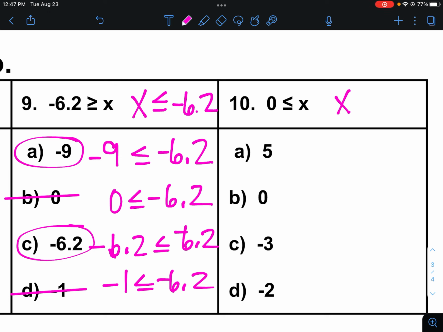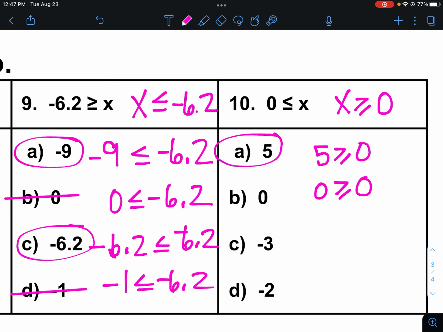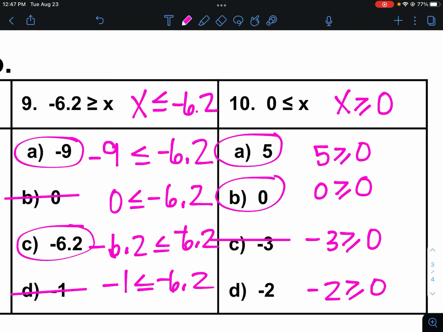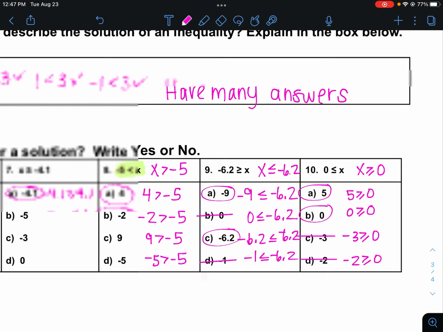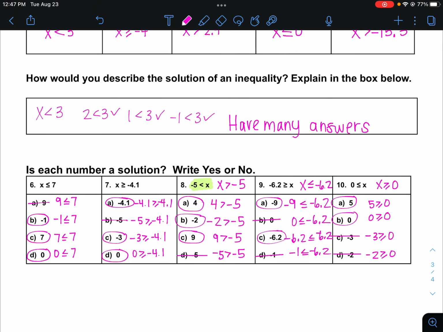Last one, you do want to flip this around even with the numeral 0. So 5 is greater than 0, yes. 0 is equal to 0. -3 is not greater than 0. And -2 is also not greater than 0. All right, that should wrap up getting into review mode with inequalities, and you should be ready to move on to lesson 1 tomorrow.